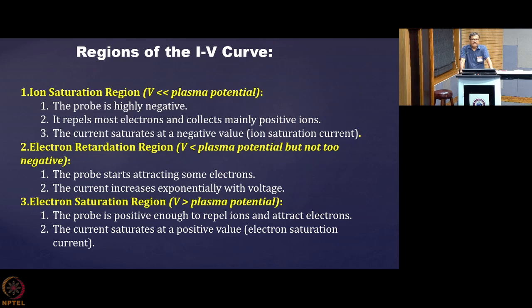Second, we have the electron retardation region, when V is less than the plasma potential but not too negative. Then the probe starts attracting some electrons and the current increases exponentially with applied voltage. Third comes the electron saturation region, when the applied bias is much greater than the plasma potential. The probe is positive enough to repel ions and attract electrons. The current saturates at a positive value, the electron saturation current.